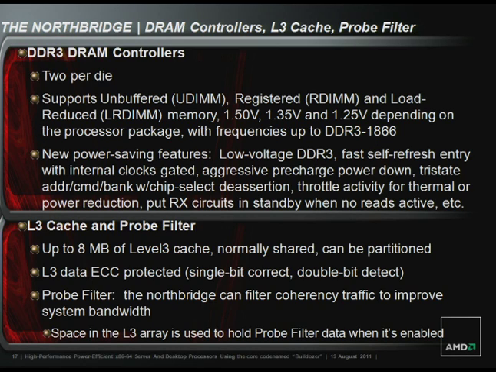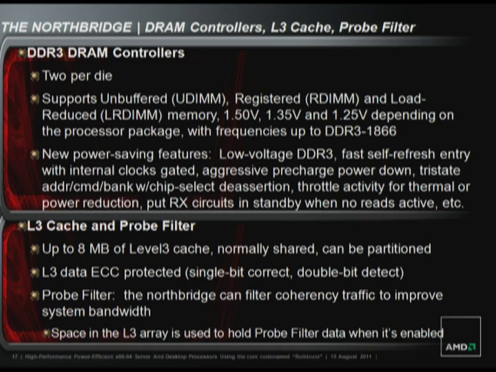The DDR3 DRAM controllers, there are some new things here. Two per die is not new, but the support for load-reduced DIMMs is new. The support for lower voltage DIMMs is new, and the top end frequency will be higher in this part. So if you were looking to run lower voltage memory for power, load-reduced DIMMs for more capacity, or just higher frequencies depending on which package, you'll have additional memory capabilities here that you didn't have in the Family 10 parts. In addition, there are a number of power saving features on top of the features that were already in the Family 10 parts. So the memory system should perform even better from a power perspective.